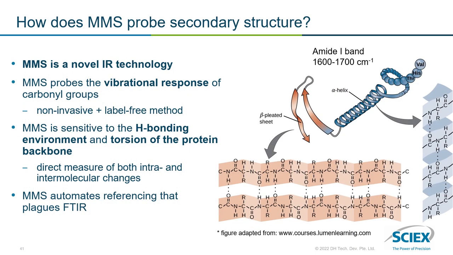How does MMS probe secondary structure? MMS uses infrared light to probe the vibrational modes of the protein carbonyl backbone. We are measuring the IR spectrum in the amide-1 band, or the protein fingerprint region, which is from approximately 1600 to 1700 wave numbers. Within this region, the absorbance spectra is sensitive to changes in the environment of the hydrogen bonds, and these changes allow MMS to identify the higher order structure, or the percentages of alpha helices, beta sheets, as well as turns and disordered regions of the proteins being studied. All of this can be accomplished from protein concentrations as low as 0.1 mg per mL all the way up to 200 mg per mL, and this can be done in formulation buffers. This wide dynamic range and compatibility with formulation buffer does differentiate MMS from the other secondary structure techniques available on the market.